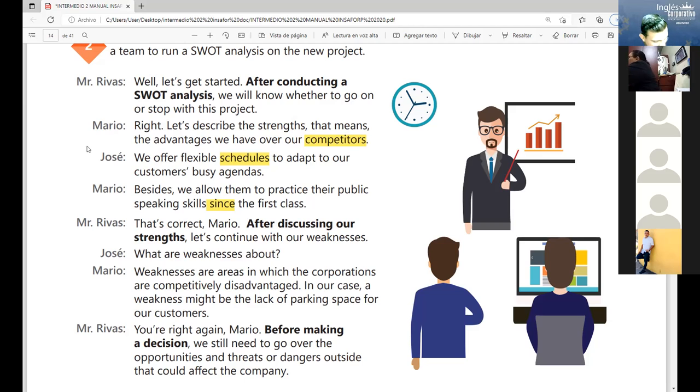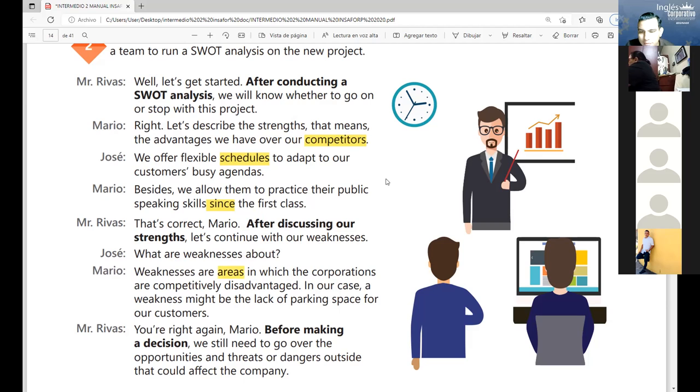Okay, we need to reinforce the pronunciation of, let me see, competitors or competitors. Okay, either. Competitors. Excellent. Okay, this one, schedules. Schedules. Schedule. Perfect. Okay, since. Excellent. And this one, areas. Areas, perfect. Okay. Good job.